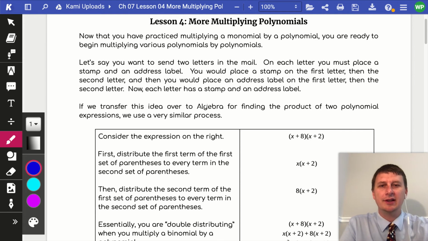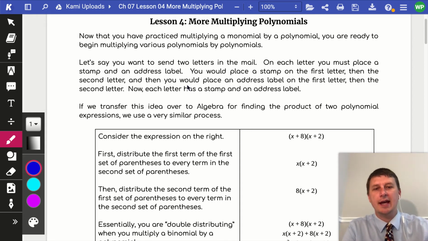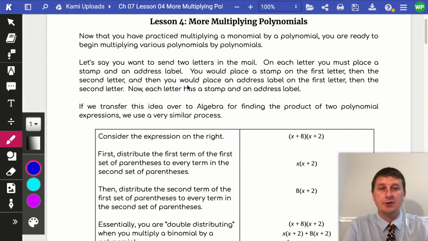Let's first start with a little analogy. Let's say you want to send 2 letters in the mail. On each letter, you must place a stamp and an address label. You would place a stamp on the first letter, and then on the second letter, and then you'd place an address label on the first letter, and then on the second letter. Now, each letter is going to have a stamp and an address label on it.